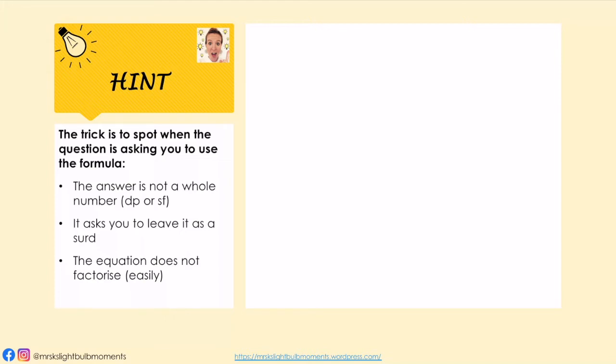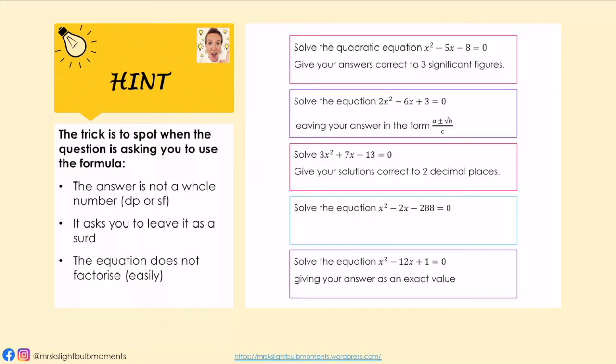But sometimes it might be that it does factorise, you just can't spot it. It's really big numbers and it's taking you way too long, and it might actually be quicker just to plug it into the quadratic formula. So have a look at these questions here. I'm not going to ask you to do these, but just look at them and see if you can work out why they're asking you to use the formula. So can you see the little hint there that's telling you to use the formula?